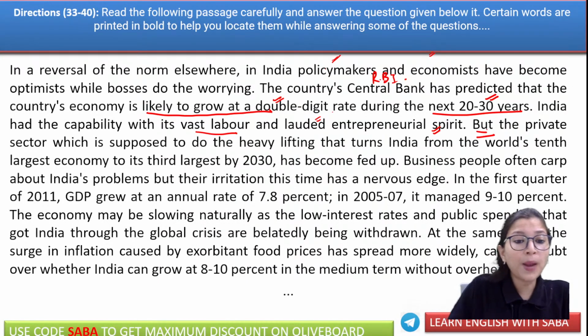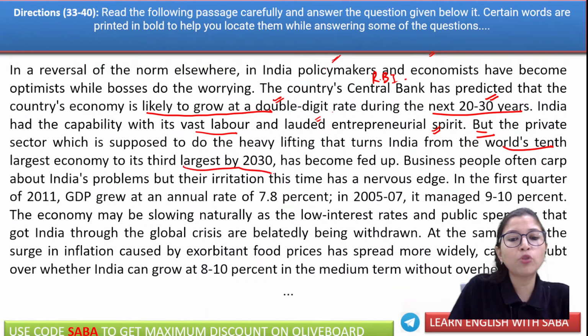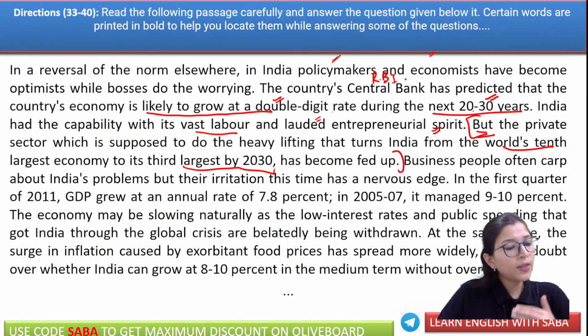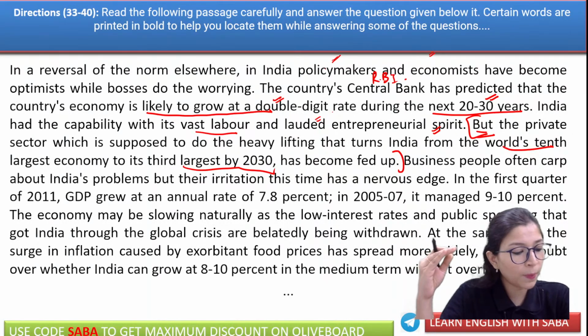But private sector, which is supposed to do the heavy lifting that turns India from the world's 10th largest economy to its third largest by 2030, has become fed up. This line is very important. कि अभी तक इंडिया का जो भी ग्रोथ होता था उसमें सबसे ज्यादा इंपॉर्टेंट रोल कौन प्ले करता था? प्राइवेट. प्राइवेट सेक्टर की वजह से इंडिया की जो इकोनॉमी थी वो 10th नंबर से थर्ड नंबर पे चली गई है.